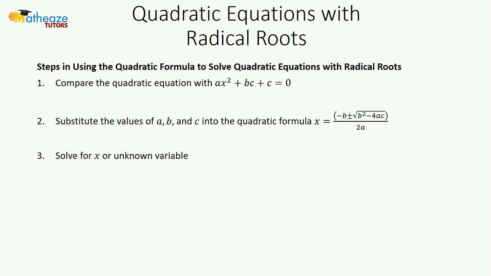Now, how do we use the quadratic formula? The first thing we do is compare the quadratic equation with ax squared plus bx plus c equal to 0. And then we substitute the values of a, b, and c into the quadratic formula, and we solve for x.